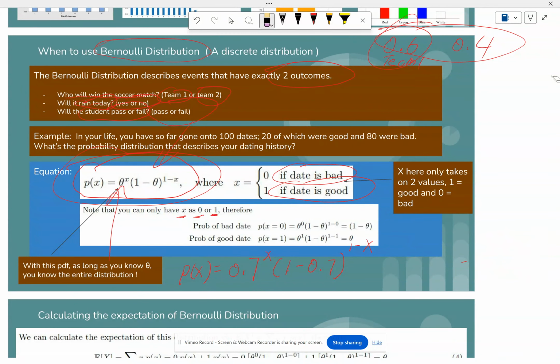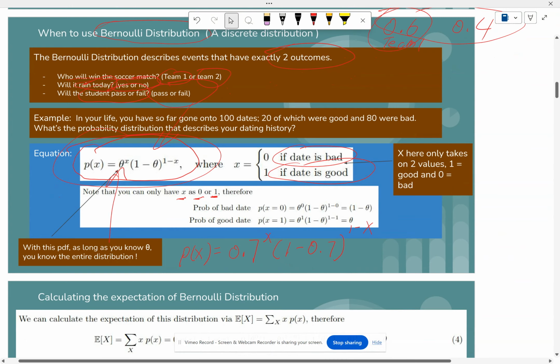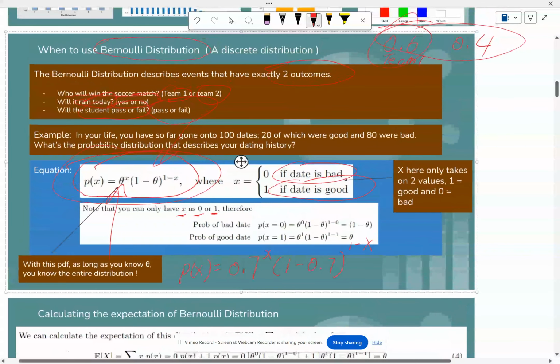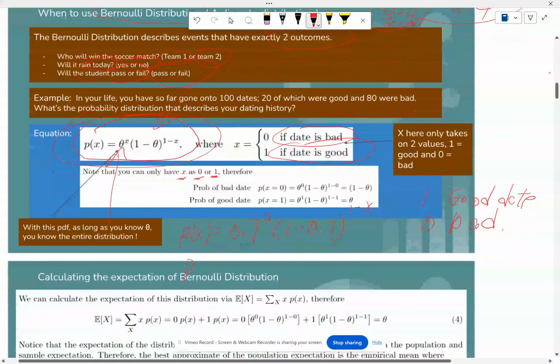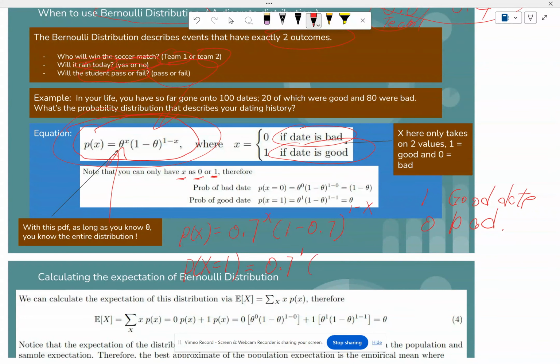Let's take a second and study this. x is either 0 or 1, where 1 means good date and 0 is bad. Let's see if it actually gives you the probability. P of x equals 1, the probability you have a good date, is 0.7 to the power 1, times 1 minus 0.7 to the power 1 minus 1. Anything to the power of 0 is 1, so this results in 0.7 times 1. So the probability of a good date, as you know, is 0.7.